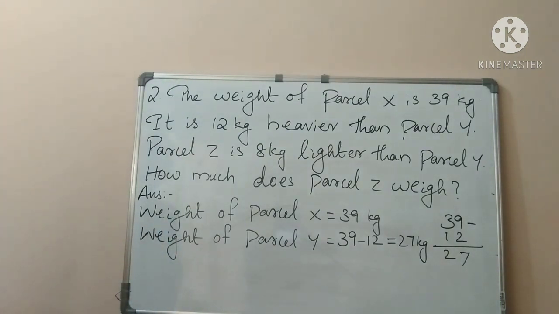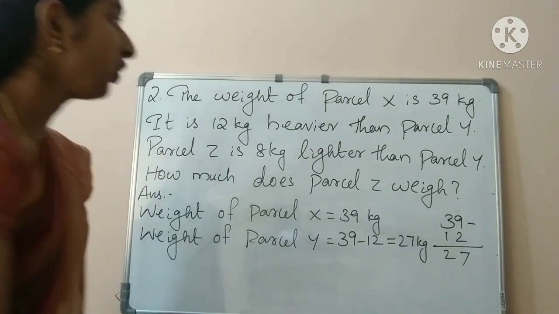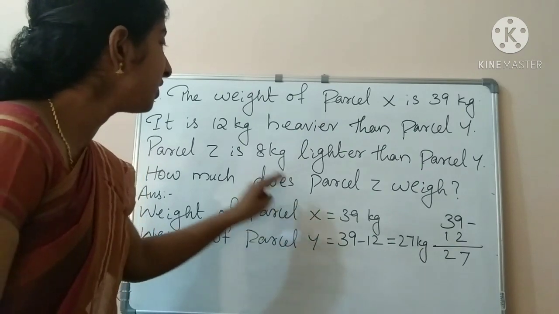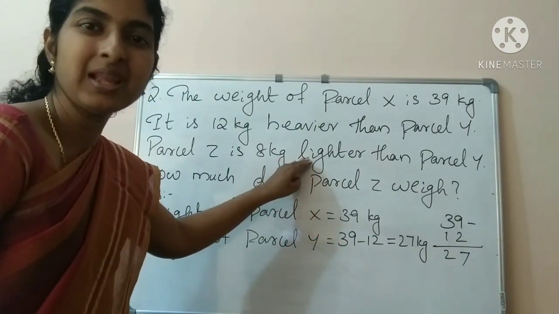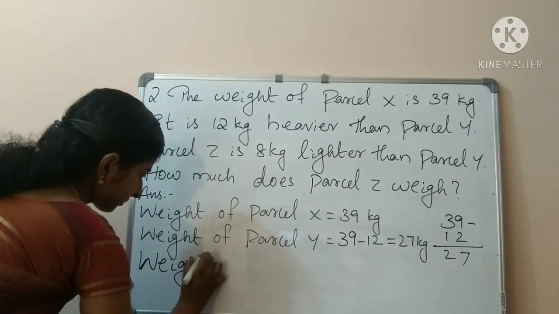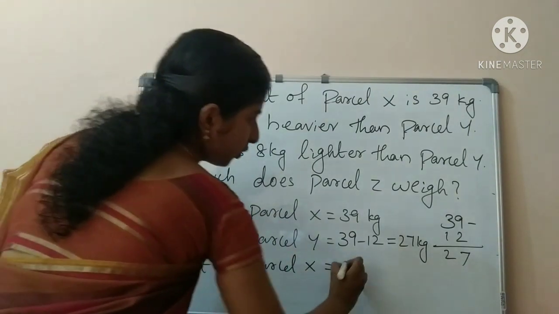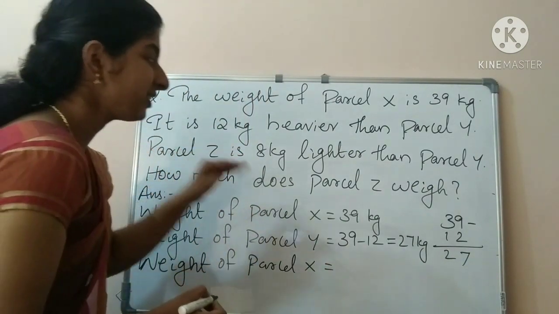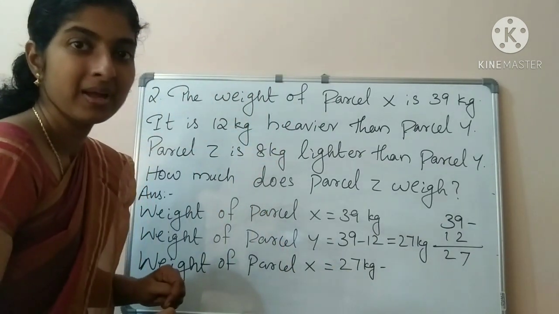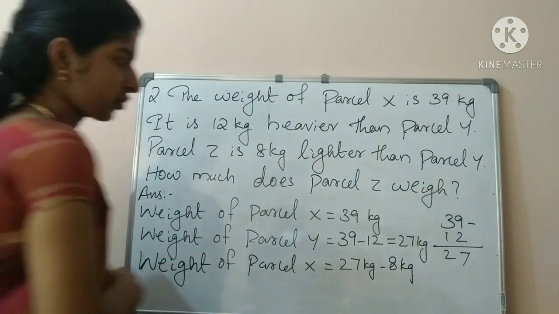Then, next, parcel Z is 8 kilogram lighter than parcel Y. Comparing to this parcel Y, 8 kilogram lighter, less. Okay, so weight of parcel Z is equal to 8 kilogram lighter than parcel Y. Parcel Y is 27 kilogram. 8 kg lighter. That is minus 8.